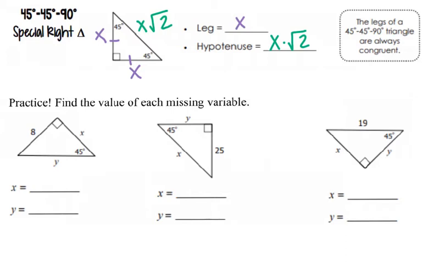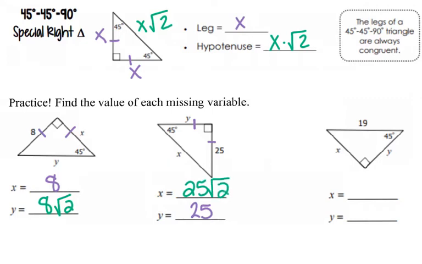So if you look at the practice, we know that these are the two legs. So x would have to be 8 also. And then y would be what you got for the leg times the square root of 2. That's how you do that. If we look at the next one, these are two legs. So y would be 25. And then x, which is our hypotenuse, would be 25 times the square root of 2.